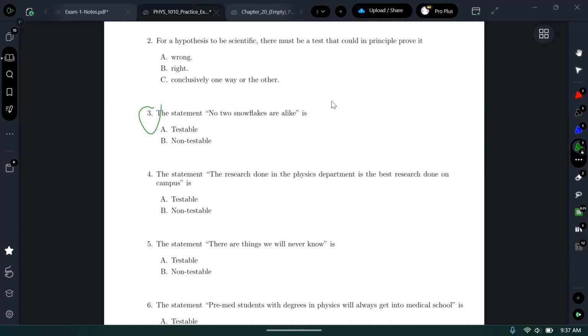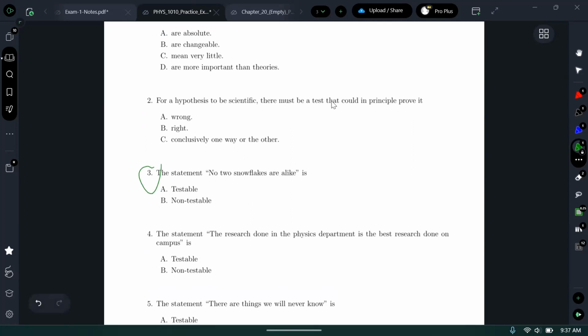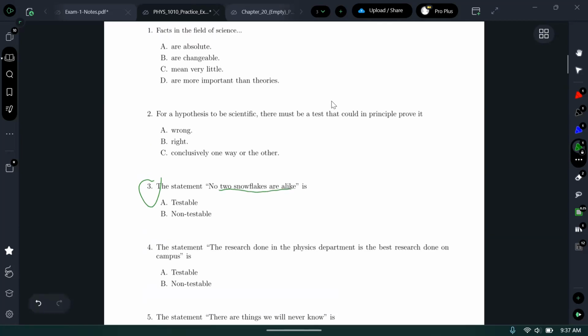Let's break it down into steps. So the first step would be we have to see what it would mean for it to be wrong, and then we can decide if that's something we can accomplish. So what would it mean if this were wrong? This says that no snowflakes are alike. That it would be wrong would be that there are at least two snowflakes that are the same.